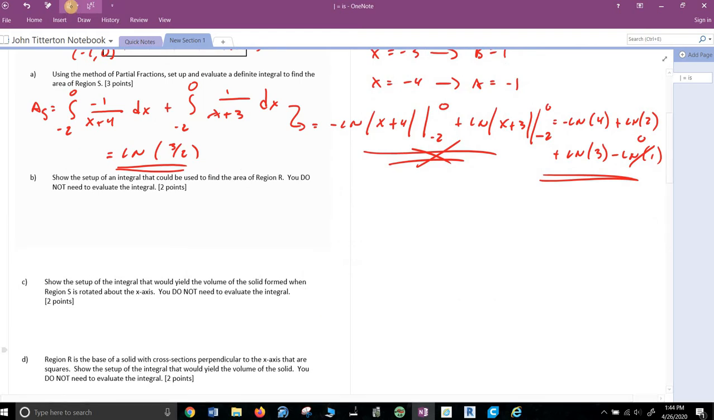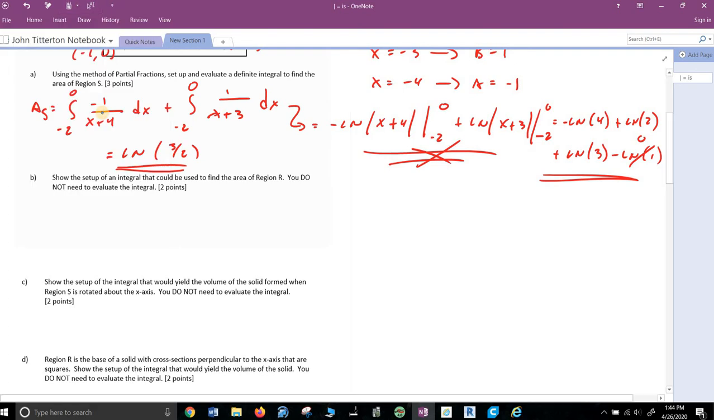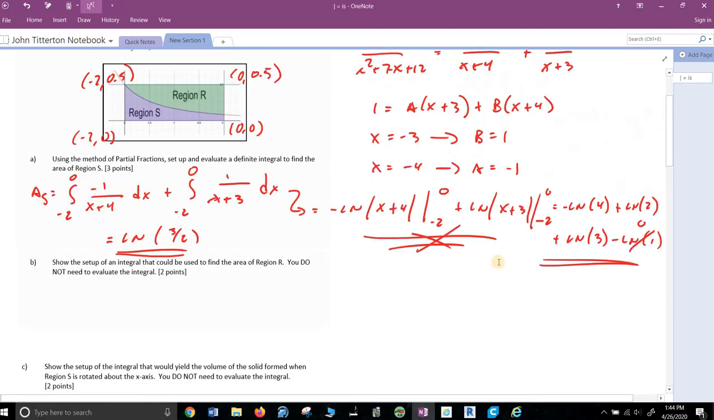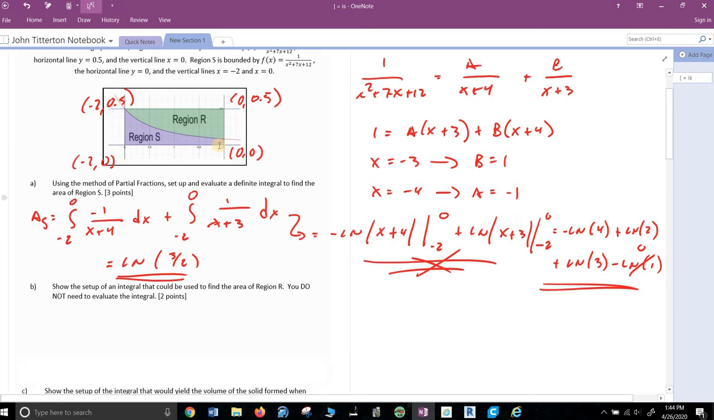All right, I expect a lot of this type of question coming up. Set up but do not evaluate. Just think they're going to want to give you as much work to do, and they don't really care if you know how to use your calculator and hit math 9. Show the set of integral that can find the area of region R. All right, so region R is the area up above. So we have to go with that 0.5 minus the bottom.